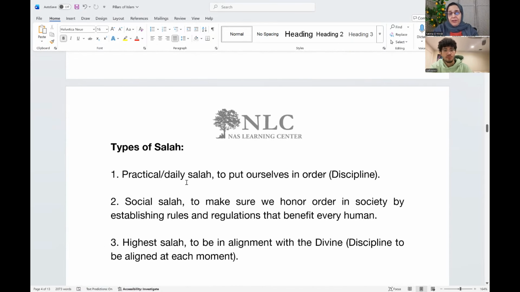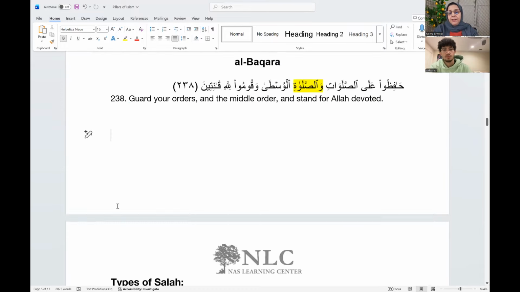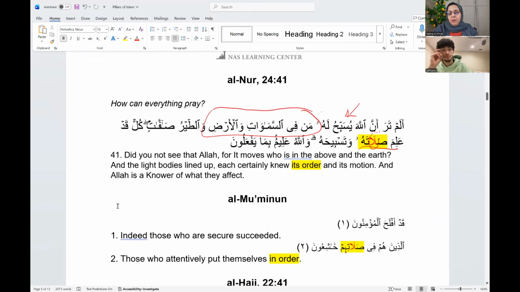There is the practical daily salah to put ourselves in order, discipline. And there is the social salah to make sure we honor order in society by establishing rules and regulations that benefit every human. And there is the highest form of salah. If you do those two and you stay in that, it is to be in alignment with the divine. It's the discipline to be aligned at each moment. So this number 3 really is the one in Surah Al-Mu'minun.